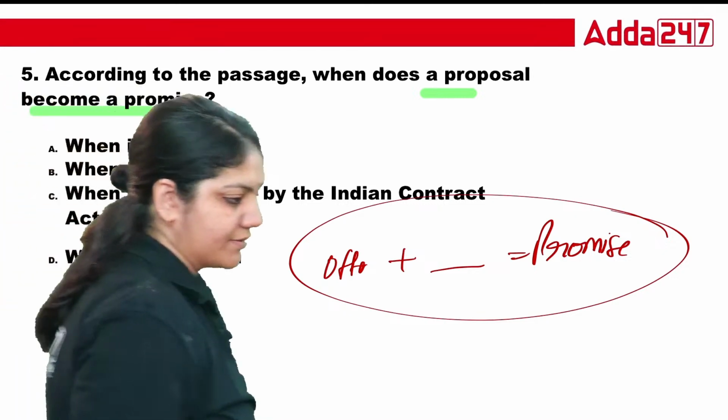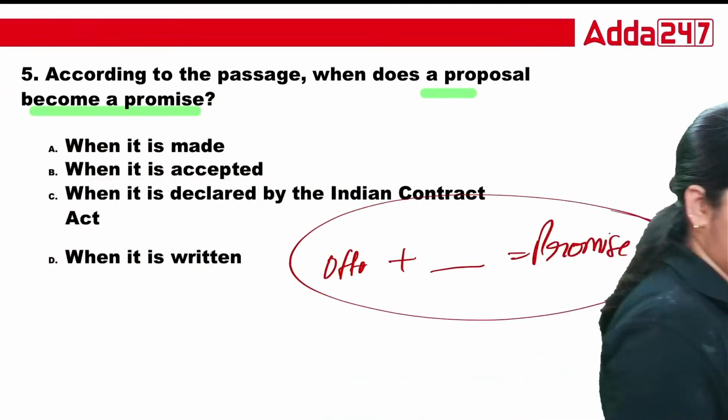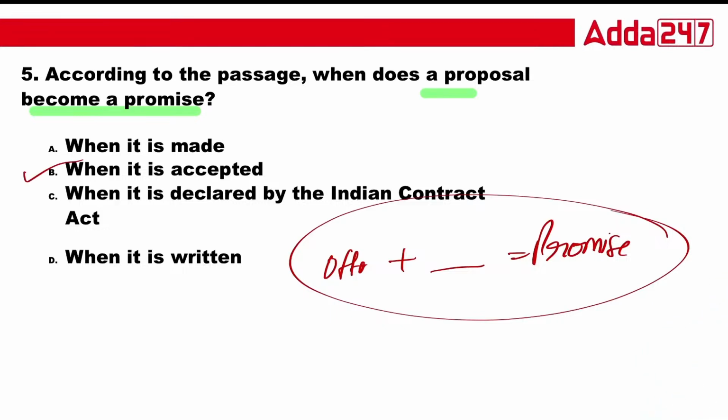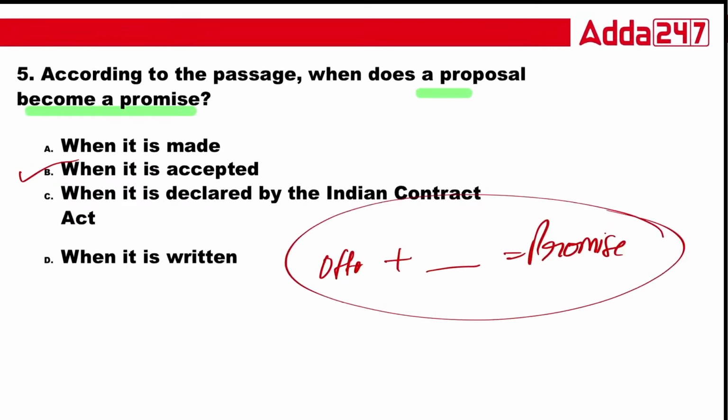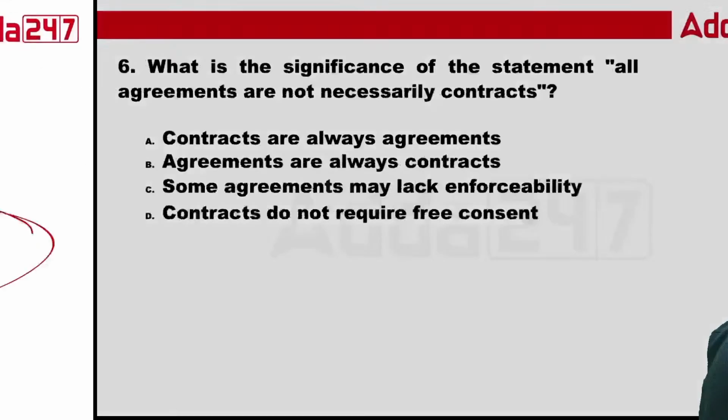So class, for this one, the right answer will be, that is it when it is accepted. So this is the right answer. Fifth one, B is the right answer for this question. When it is accepted, then it will be called as this.